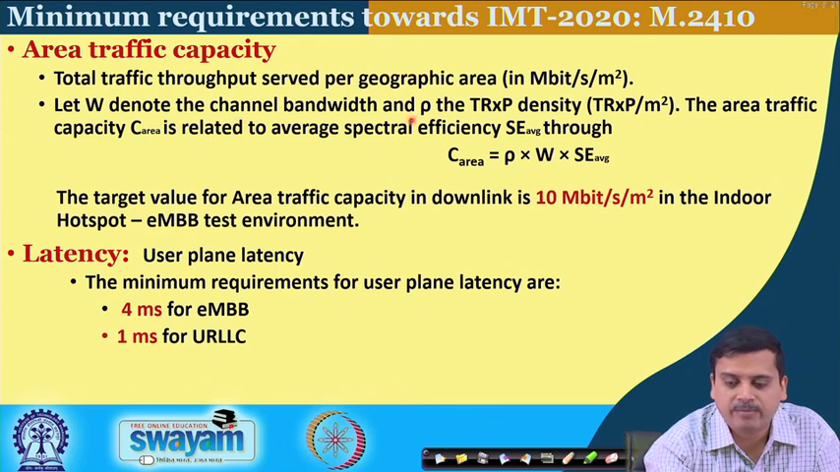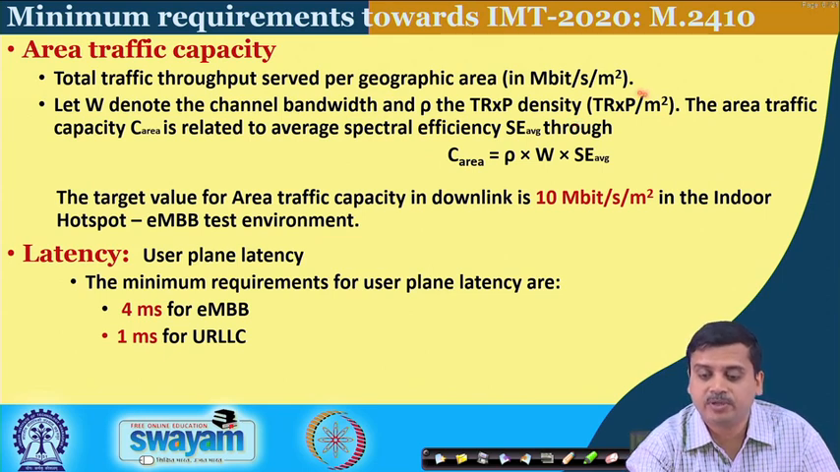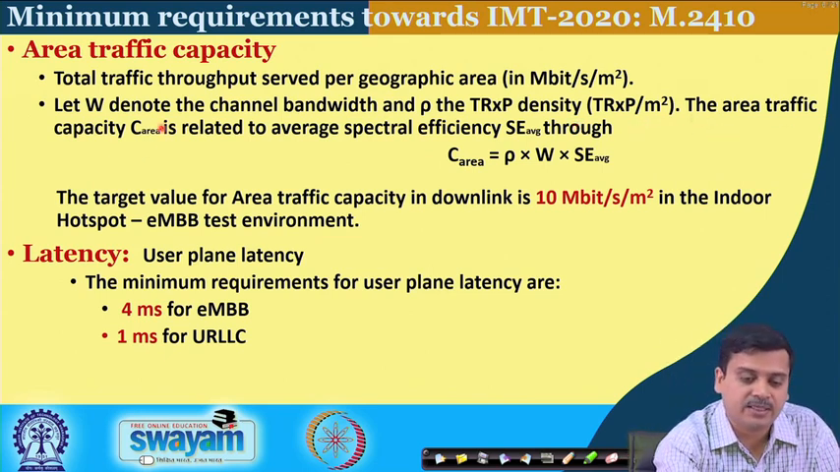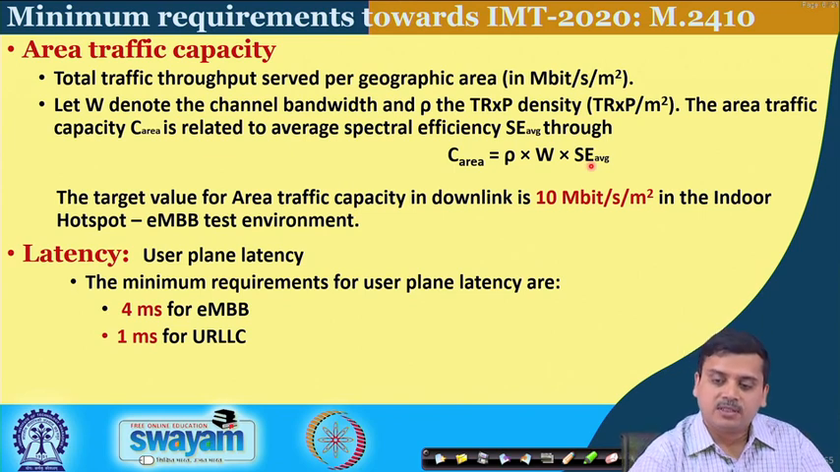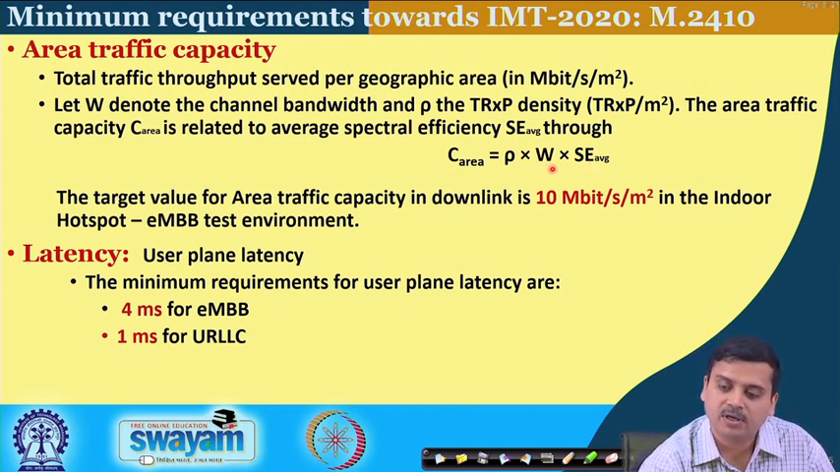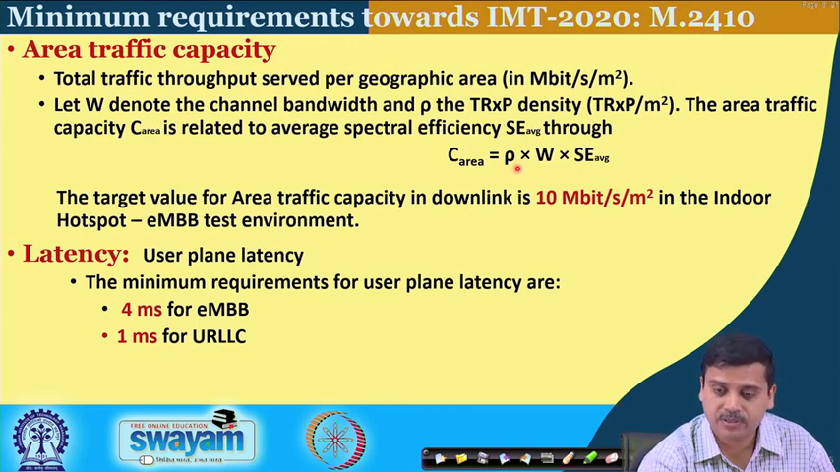So, if W denotes the channel bandwidth and rho the transmit receive density, that means so many transmit receive points per meter squared, the area traffic capacity, C sub area, is related to the average spectral efficiency which we have defined before. C area, that is the traffic for the area, is the density of TRXP multiplied by the bandwidth multiplied by the spectral efficiency. So, you multiply the spectral efficiency by the bandwidth, you get the data rate, that means bits per second, and then you multiply by the density of the transmit points per meter squared, and then you get bits per second per meter squared.